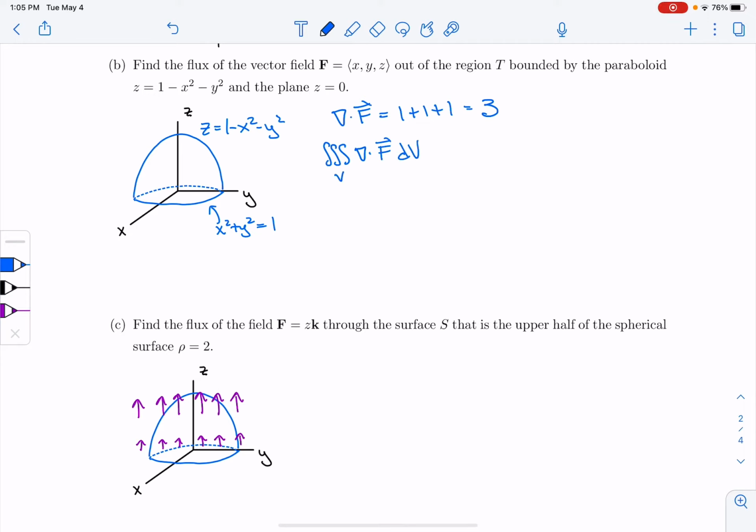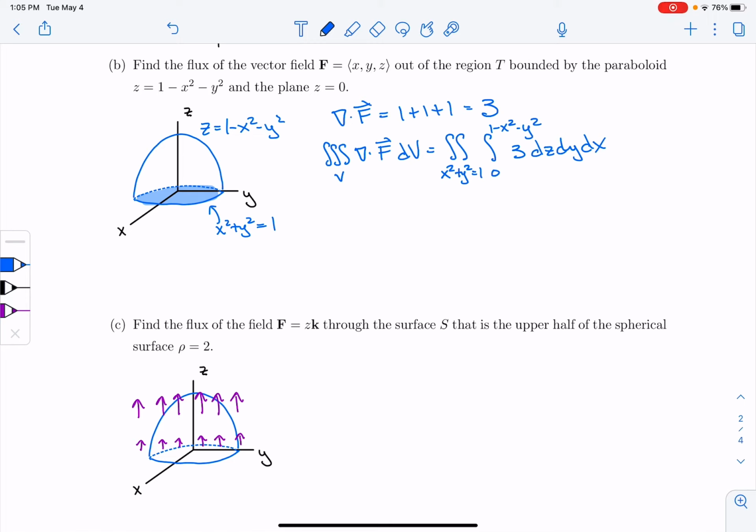And when I do that, then that becomes a double integral over the circle x squared plus y squared equals 1. And then the integral dz will be from 0 to 1 minus x squared minus y squared. And I'm going to integrate 3 dz dy dx. But hopefully what you see here is in the xy plane, I have this nice circular region. So this is better described in polar coordinates.